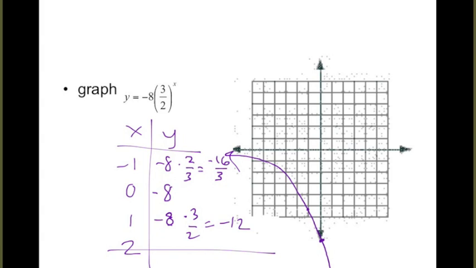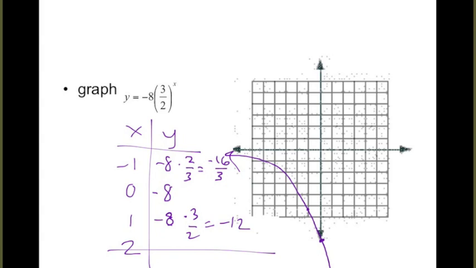So this is a growth function. It's a negative growth function, but it's a growth function because as we move across the paper, it's moving away from being flat. It's moving away from its asymptote. So when our base is smaller than 1, we're going to have a decay. When our base is larger than 1, we will have a growth.